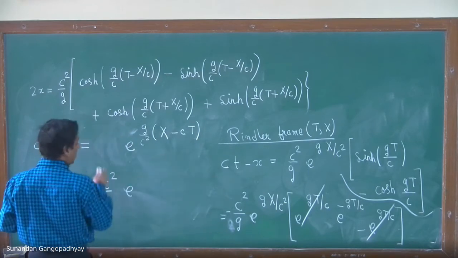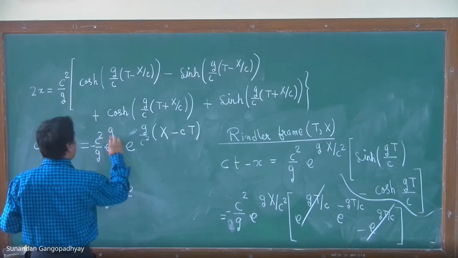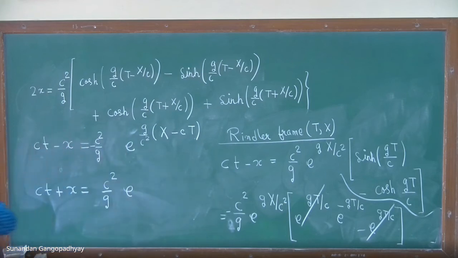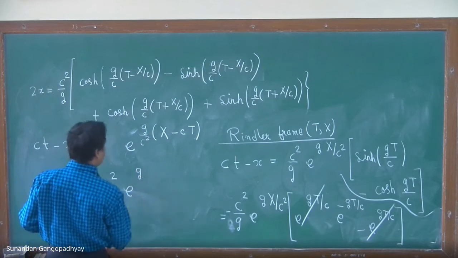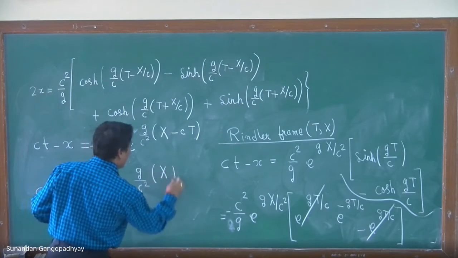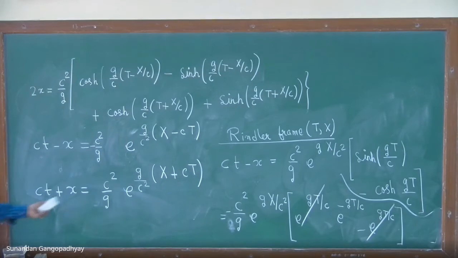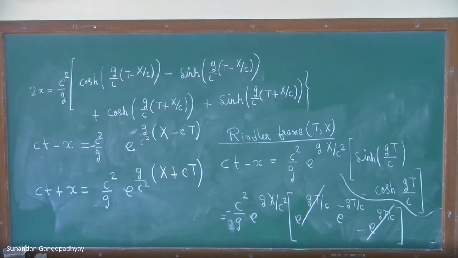Writing down this thing, I missed a crucial factor of e to the power of. No, I have put this down. I have taken it. I have combined it. So that is there. So c square by g, e to the power of g by c square, x plus c. Okay. So if you do this calculation, similarly you will get this. It is e to the c square by g e to the power of g. Fine.